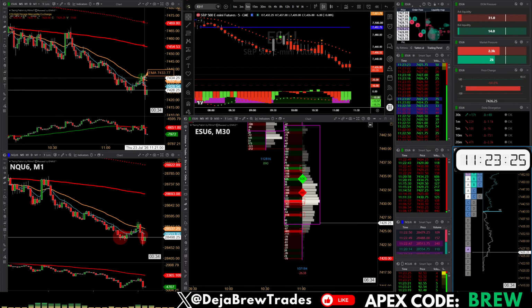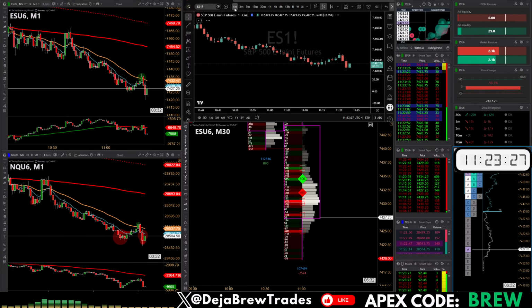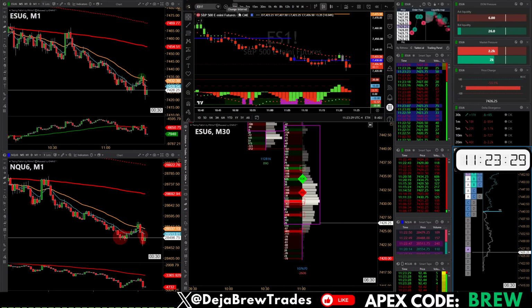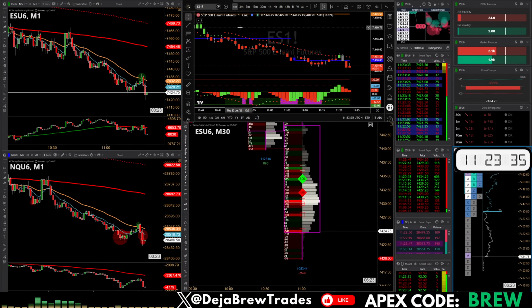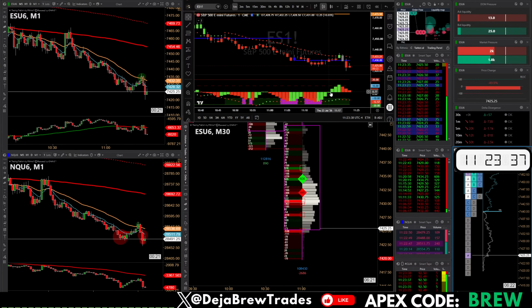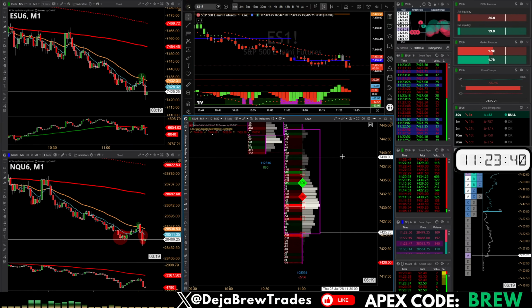Another beautiful test of that 24 EMA. Very trendy. We've seen very trendy action yesterday and today. Respecting the trails, respecting the EMAs, respecting the prior nodes. Very trendy.